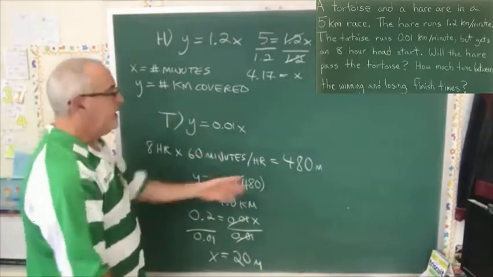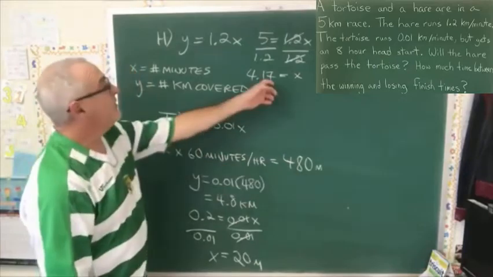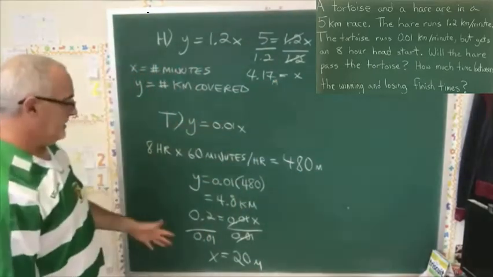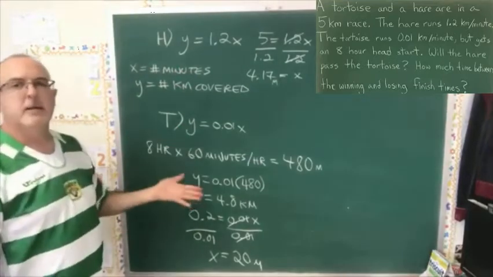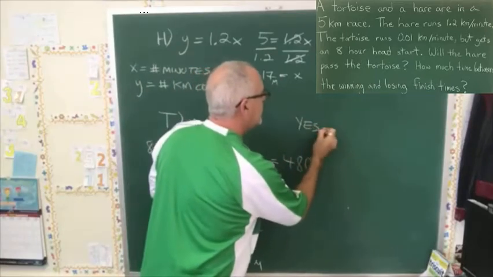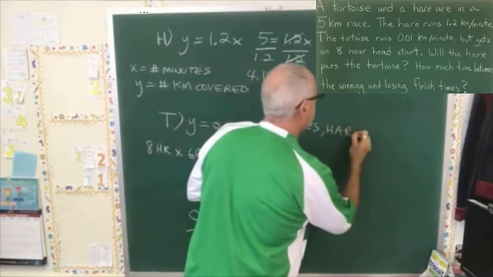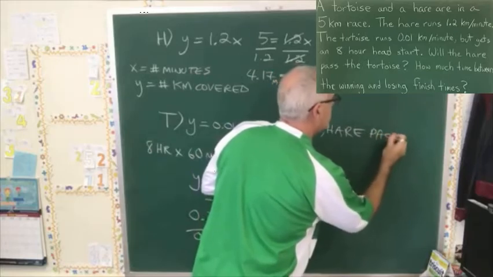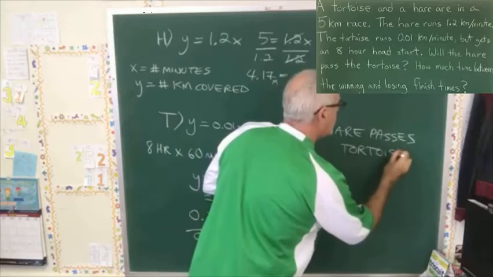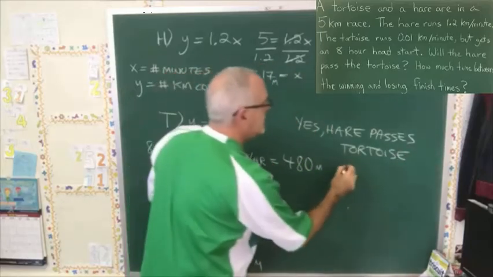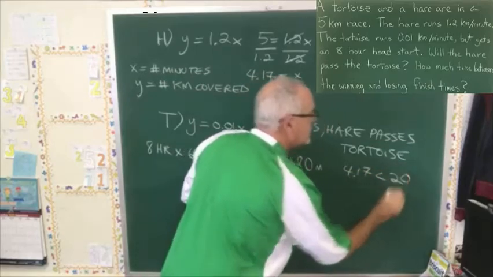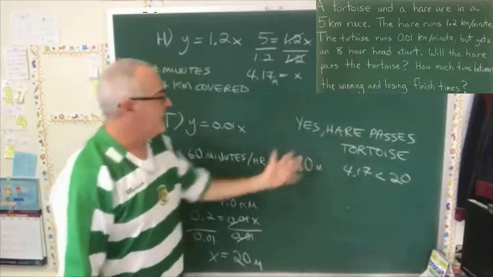After the hare started, it took the hare 4.17 minutes. I have to write my unit of measure. I'll just put an M for minutes. Okay, so that means that the hare passed the tortoise. I have an answer to the first part of the question. Yes, hare passes tortoise. Why? Because 4.17 minutes is less than 20 minutes. So I can justify that with my numbers.